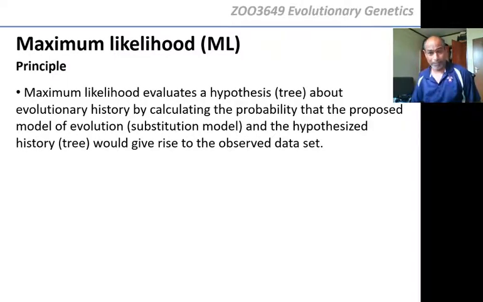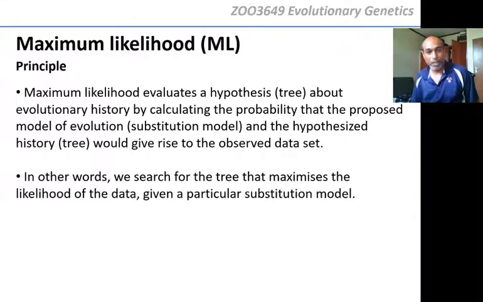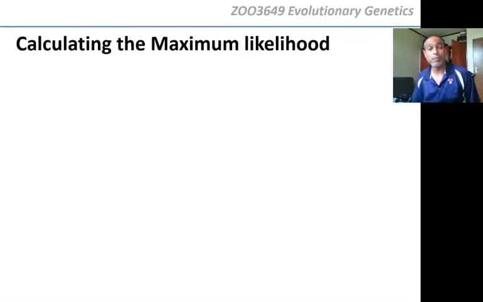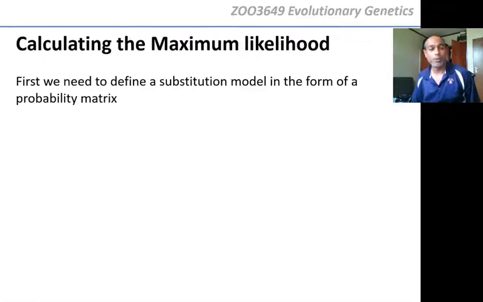So basically, it's calculating how likely the observed data is, given this tree and my substitution model. We search for the tree that maximizes the likelihood of the data given a particular substitution model. So how do we calculate the likelihood? And here we go.